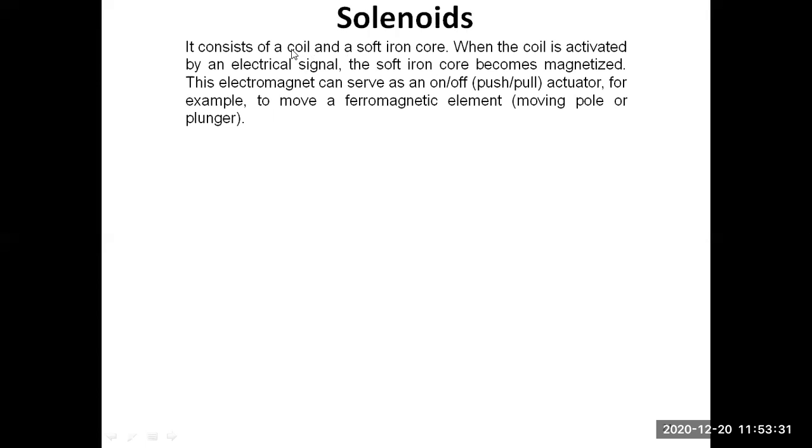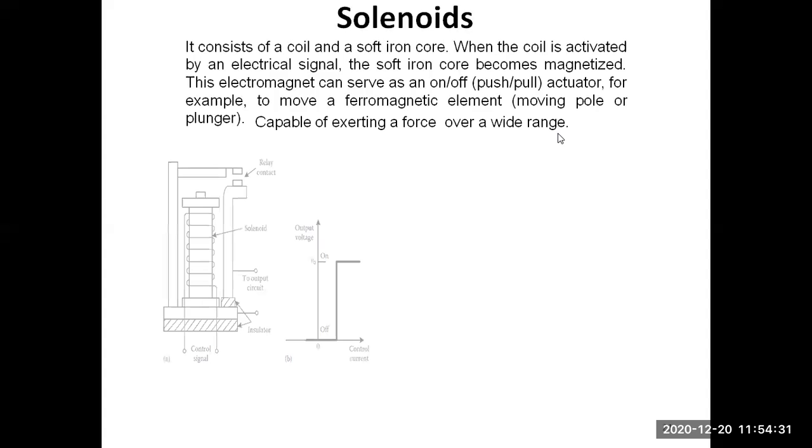So it consists of a coil and a soft iron, right? It operates based on the principle of electromagnetic theory. What happens is there is a coil that is typically wrapped around a soft iron core, and the electromagnetic lines of force will be more concentrated through the soft iron core. They cause these lines of force to result in either push or pull activities in the presence of ferromagnetic elements. So as I said, they are capable of exerting a force thanks to the electromagnetic forces.